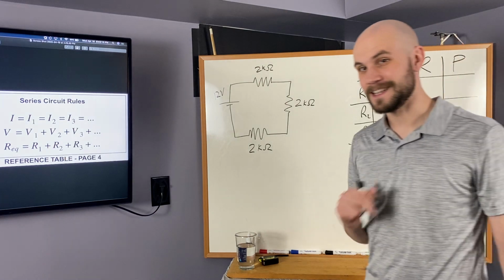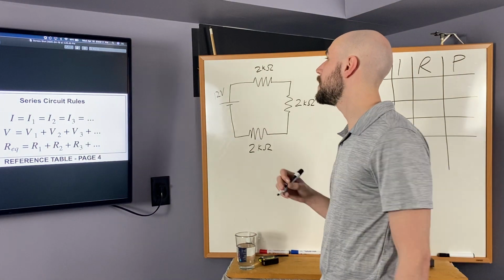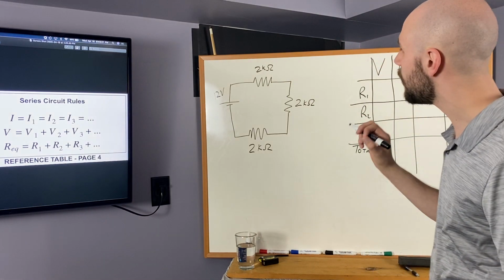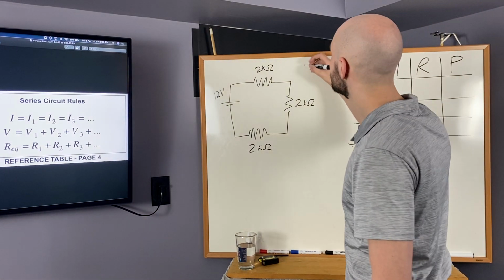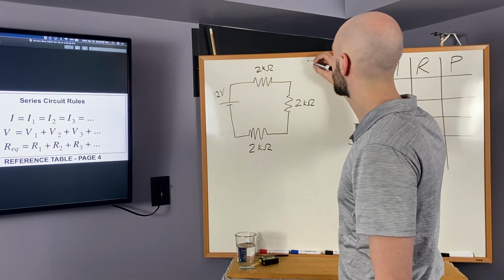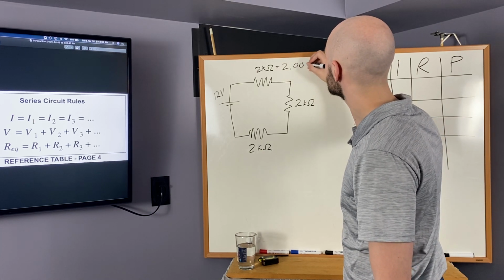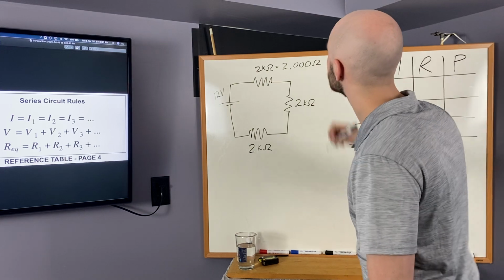All right. So here's what's given in this particular circuit. We have a 12 volt source and we have 3 2 kilo ohm resistors. Remember, kilo is the metric prefix for 1,000. So each one of these is equal to 2,000 ohms.